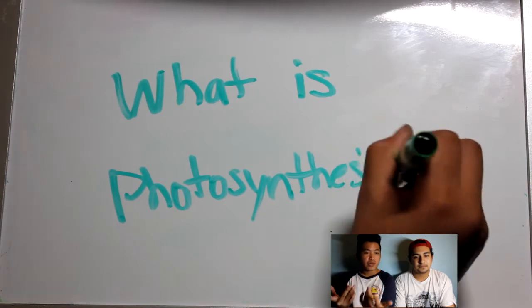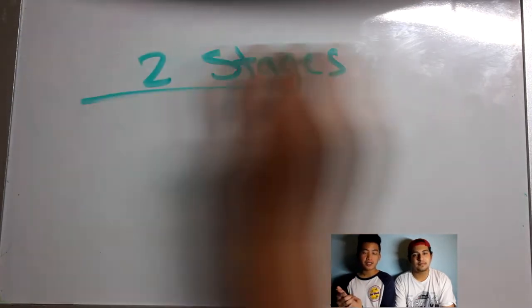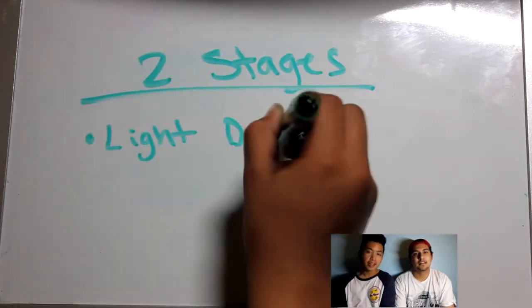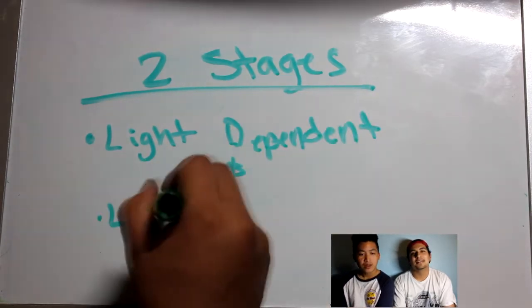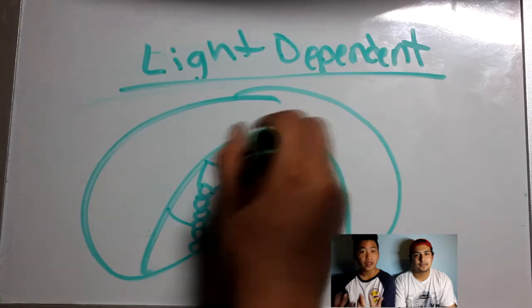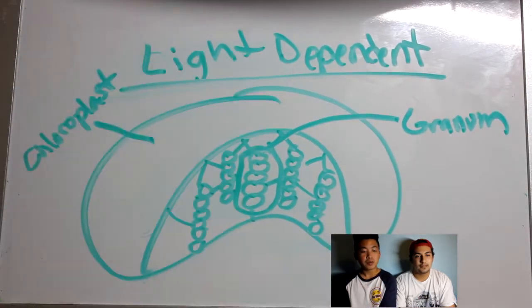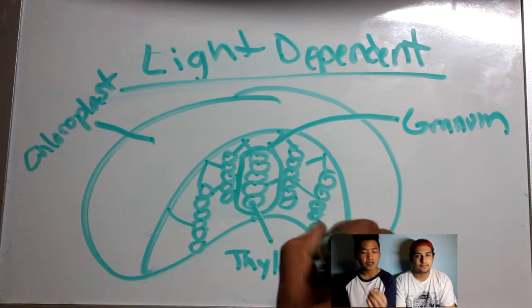What is the purpose of photosynthesis, you might ask? Well, its main purpose is to make energy, which gives it the ability to work. So photosynthesis has two main stages, one being the light-dependent reaction, and the second being the light-independent reaction, or the Calvin cycle. The light-dependent reaction is the first to take place between the two. The reaction takes place in the thylakoid membrane, which is located inside a chloroplast.